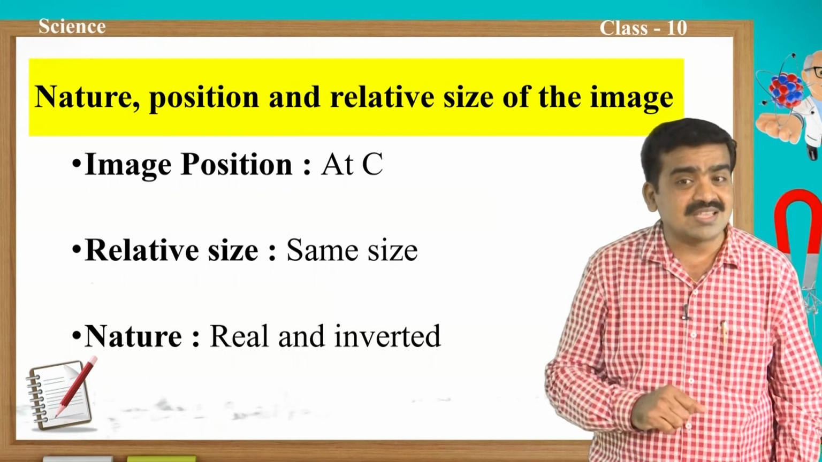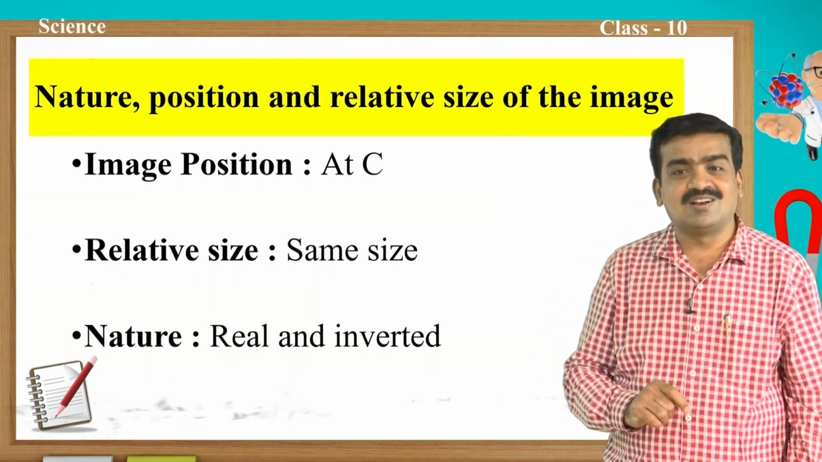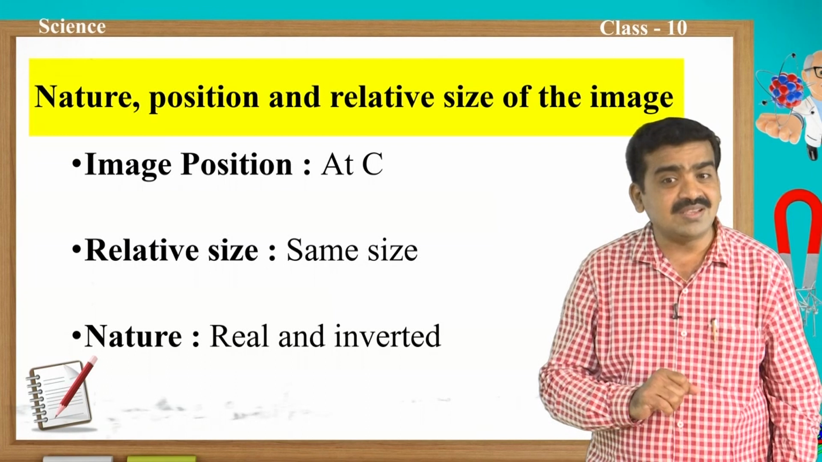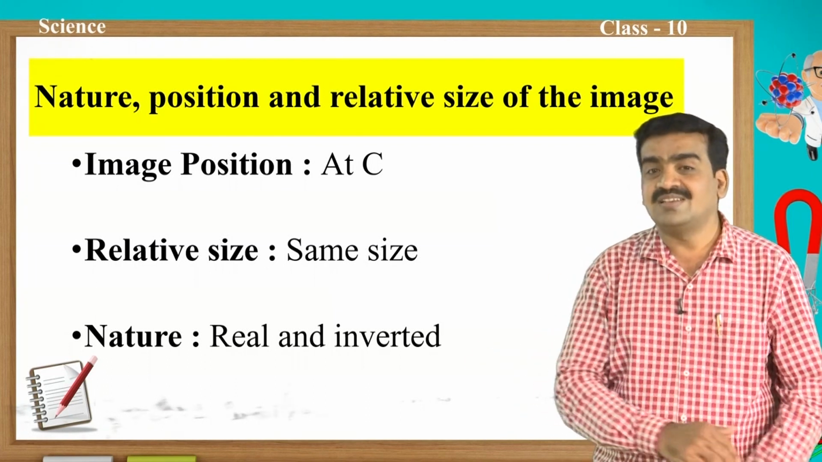The image position is where the image is formed, at C. Then what about the relative size? It is the same as the object size. And what is the nature of the image? It is simple, it is real and inverted.